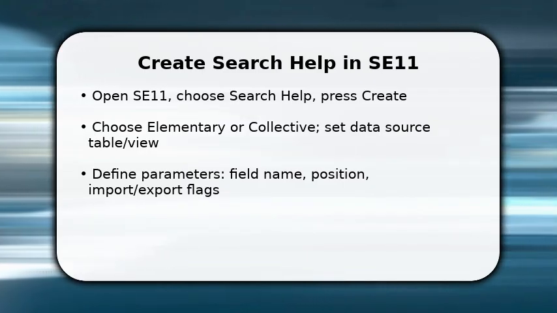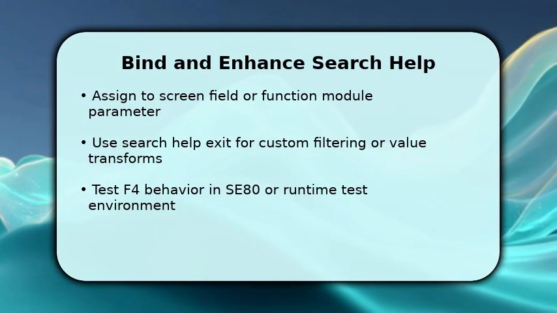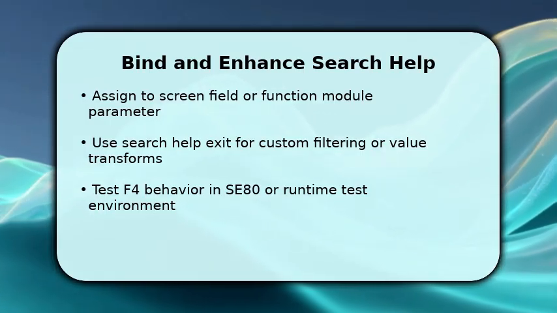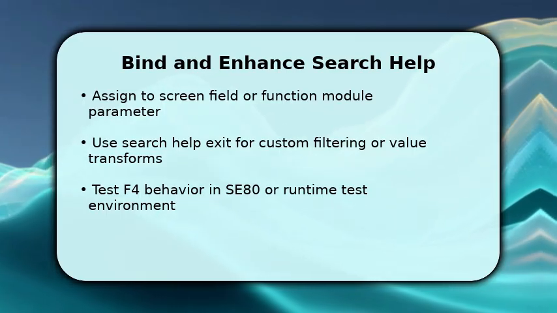Make sure the field data elements match the program screen types. Save, check, and activate the search help to make it available for testing. Now bind the active search help to the screen field in your DynPro or to a function module parameter in your program. Reference it by name in the field properties or in the ABAP data declaration.